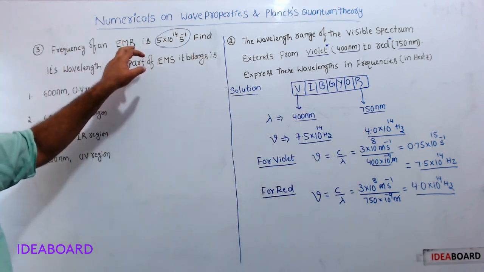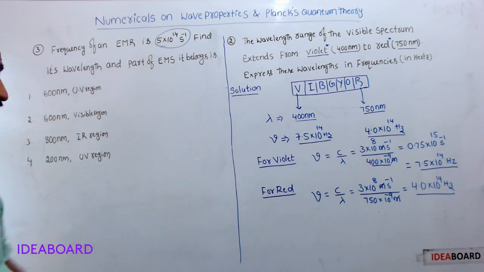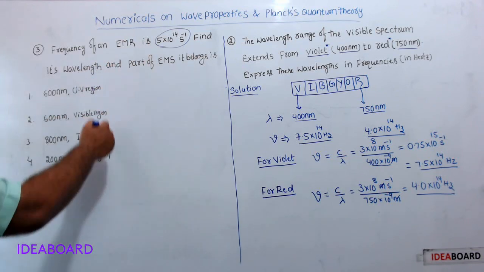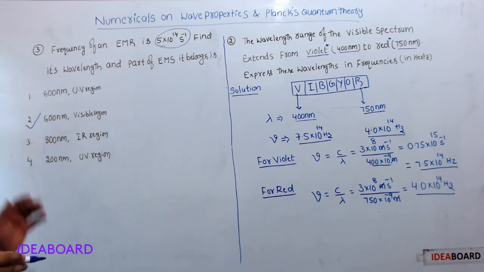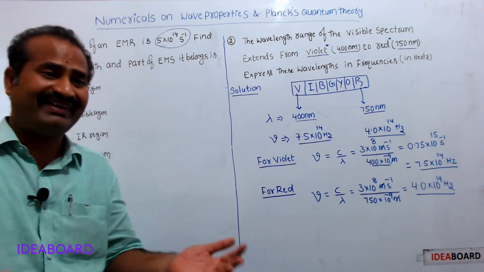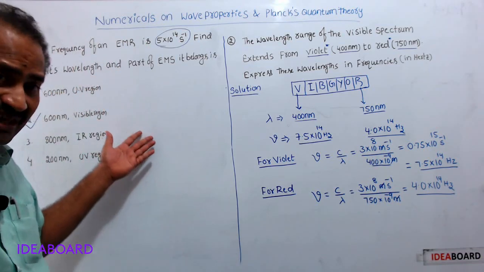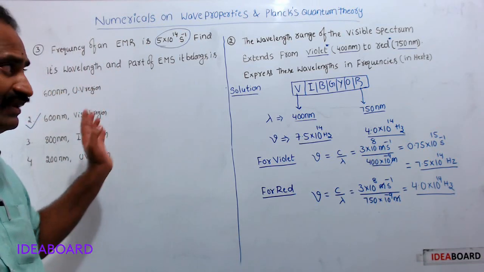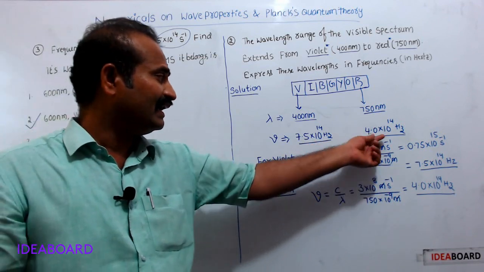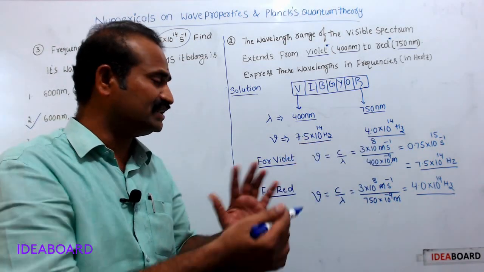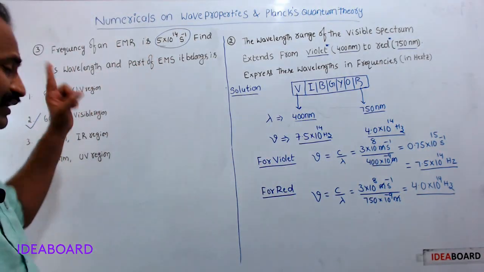Therefore, the given electromagnetic radiation belongs to the visible region. Among the given 4 options, only one option is the visible region. That's why the second option is correct. We need not solve this problem fully. This is an objective problem, and we can solve it like this. When you remember the frequency range of the visible region, you can directly put the answer.